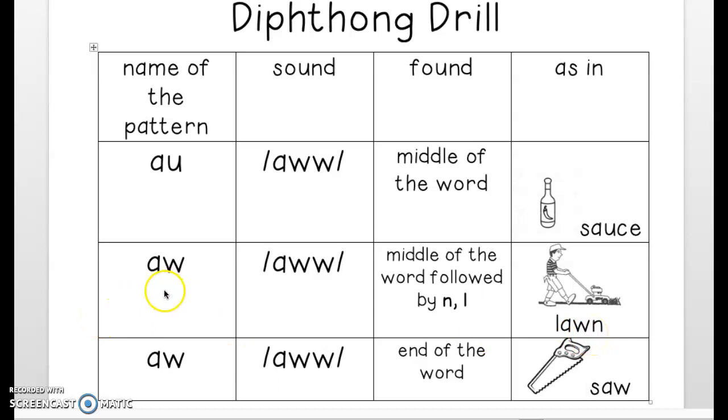Name of the pattern. Good. Sound. Excellent. Found. Awesome. Middle of the word followed by N or L. As in, good, lawn. Finally, same pattern, AW. It's also saying the aw sound. It's found at the end of the word, as in saw.